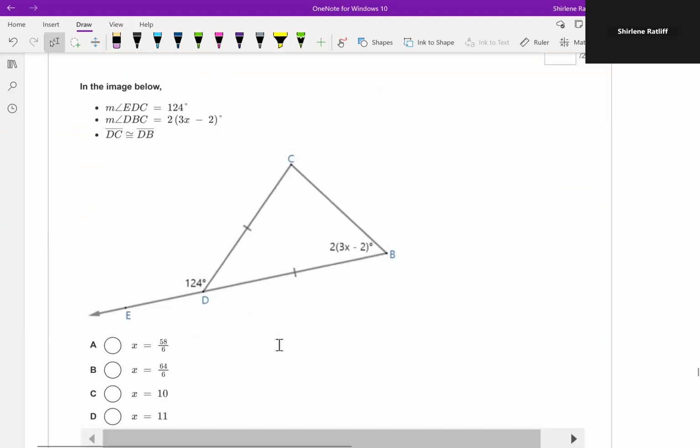Okay, y'all, something got left off of these directions, but I remember what they were. This was one you had to go put in Performance Matters. Down here, it should have said find the value of x.